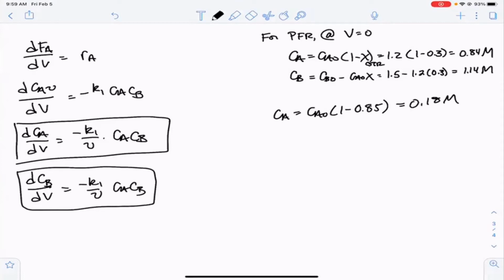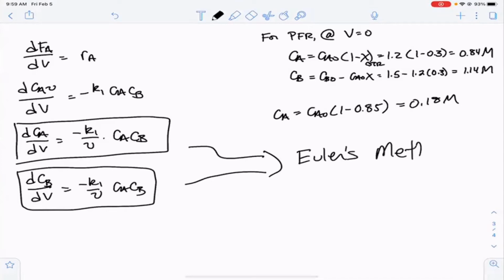And from here, we could use Euler's method, right? We could implement these two equations in Excel, or you could use MATLAB, to parametrically change the volume until you get to the conversion that we're looking for, which is 0.18 molar, okay?